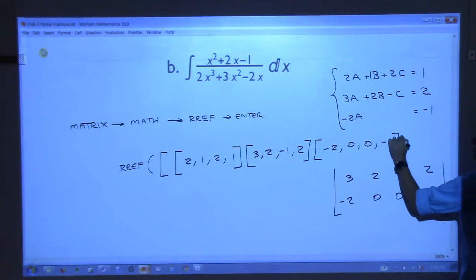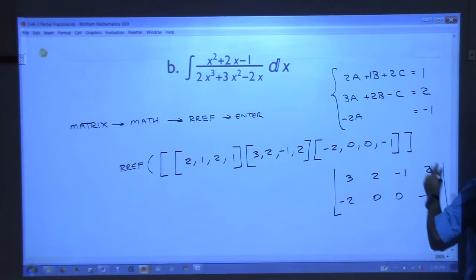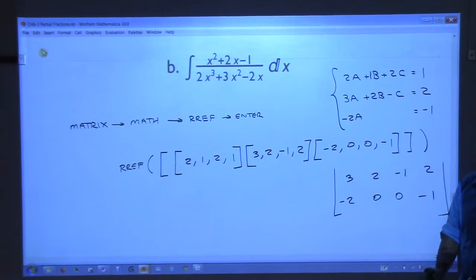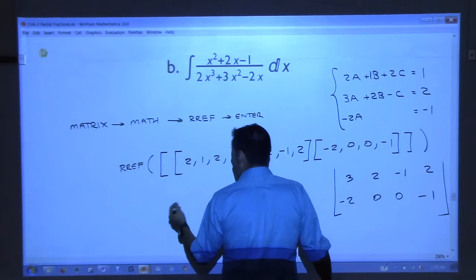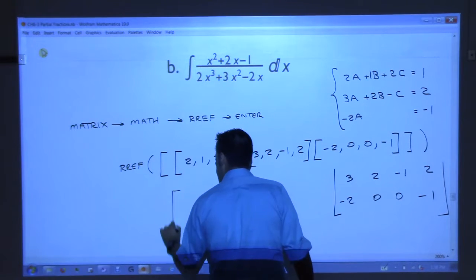Close bracket. Close bracket again. So this closes the last row out. This closes the matrix out. The parenthesis closes the function out. Enter. Now, when you get your answer, depending on your calculator, you're probably going to see something that looks like this.